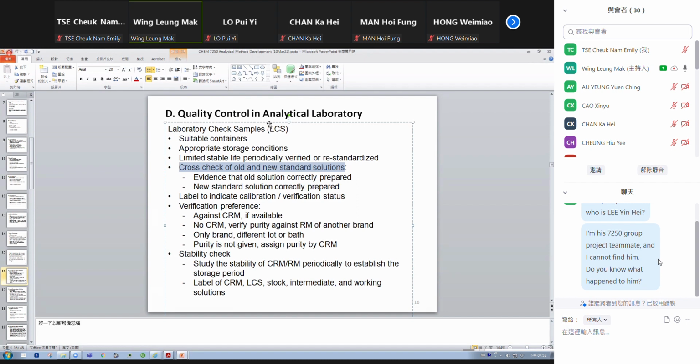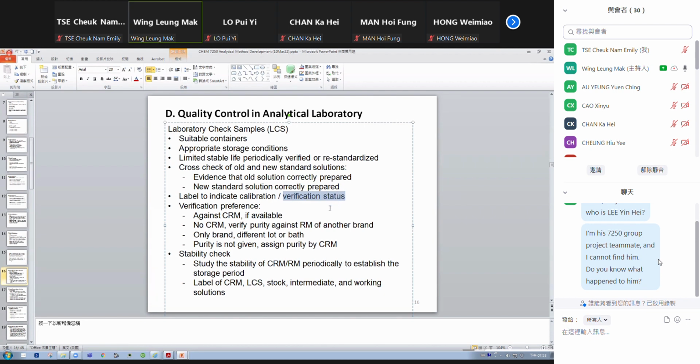Because you know this answer. Old calibration curve, new calibration curve, you prepare, and the result is the same. That means your calibration curve should be correct and comparable. Okay. You also need to label this LCS for your calibration whenever the verification status is applicable.